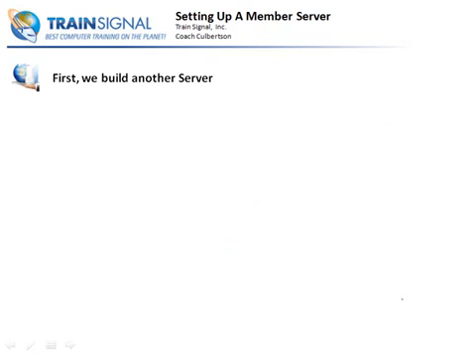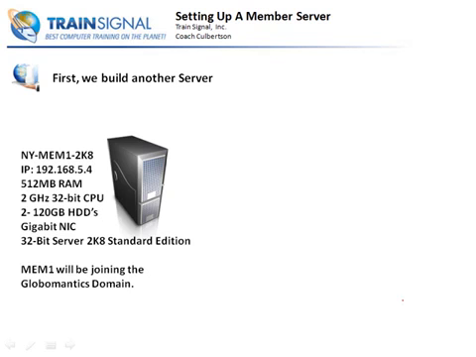All right, so first, though, we need to have some resource that will handle all of this kind of stuff. So again, we're going to be building a server, and here's what we're going to be building. We're going to name our new Server 2008 machine NYMem1-2K8. We're going to be providing it this IP address, 192.168.5.4. It's going to have a half a gig of RAM, no big surprise there. It's got a 2 gigahertz processor. It is a 32-bit processor, so we can only use a 32-bit version of server, right? We got a pretty good amount of hard drive space for it, where we have 2 120 gigabit hard drives.